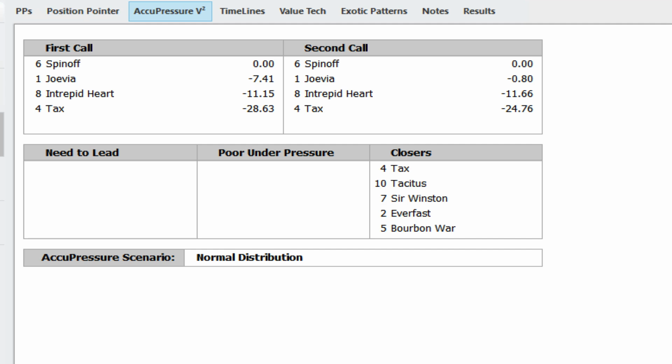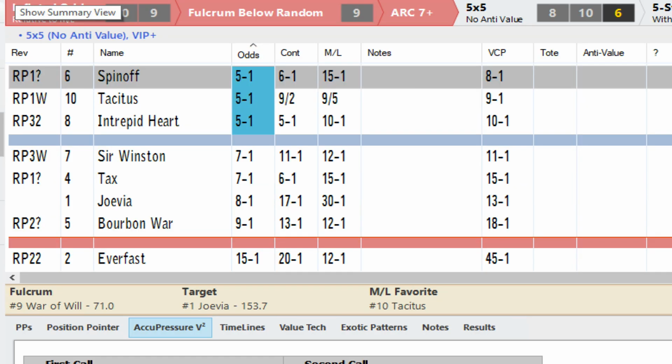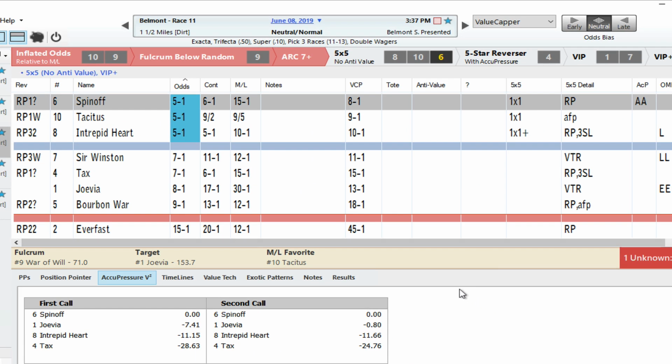So Spinoff and Joey Villa should be going for the lead. The other horses will try to catch it, and as a result, ValueCapper says, and Acupressure says, this is a normal distribution. This is your normal horse race, where a horse or a couple of horses go out, and the other horses try to catch it. So, with the track profile in mind, and with the projection of the race being kind of normal, let's look at the colts one at a time, and see what, with that in mind, we can discern.